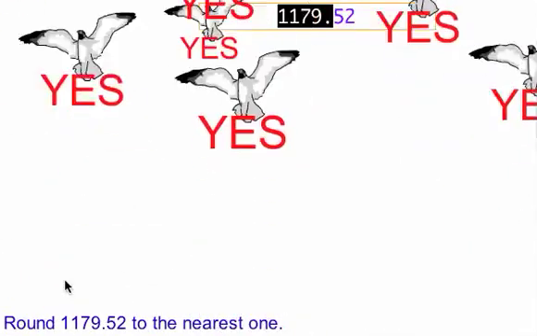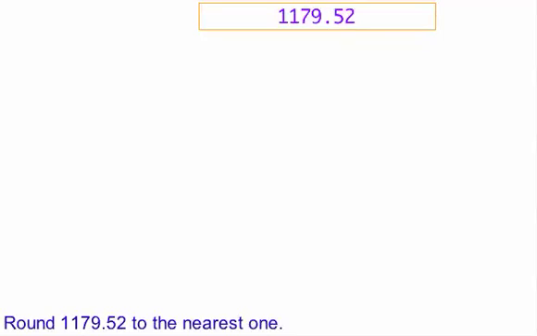Okay, round to the nearest 1. The tenths, it's 5 or higher. In fact, it is 5. It tells us to round the 9 up. The 9 rounds up to a 10, right? So when it becomes a 10, this is 0, and we carry the 1 to the 7, and that becomes an 8.